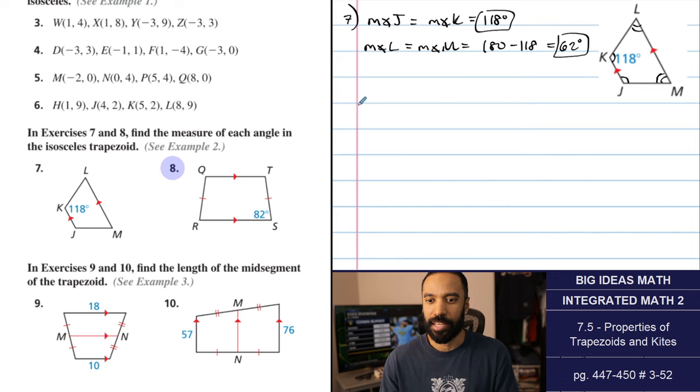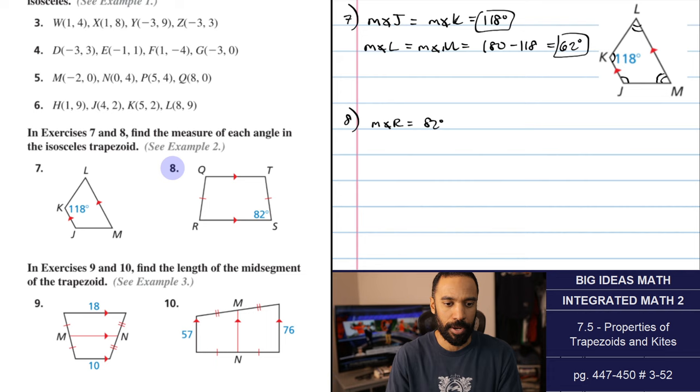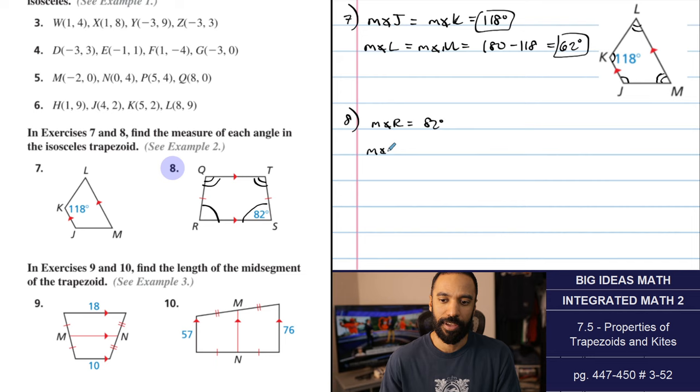All right, number 8. Now, isosceles trapezoid here, once again. Now, they tell you it's an isosceles trapezoid, which is important. So, 82 degrees. So, measure of angle R is also going to be 82 degrees. Maybe we can mark up the diagram, though. So, these are going to be congruent. These will be congruent in their own right and supplementary to those. So, measure of angle Q and T. Measure of angle Q equals measure of angle T, which is going to be 180 minus 82, which is 98 degrees.